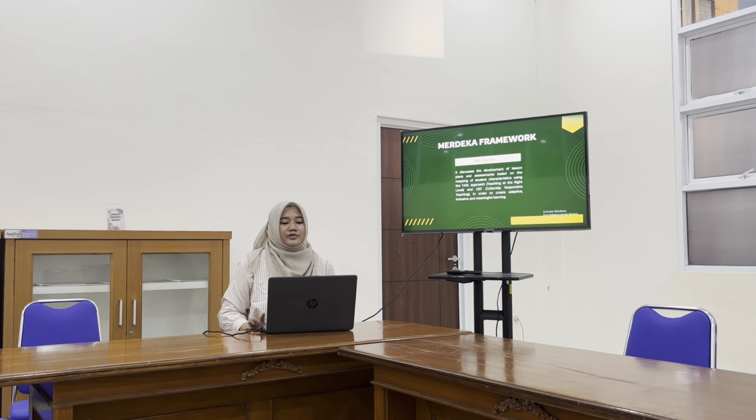And the last stage on the Merdeka framework is the aksi nyata stage, where we discuss the development of lesson plans and assessment based on the mapping of student characteristics using the TARL approach, or teaching at the right level, and CRT, or culturally responsive teaching, in order to create adaptive, inclusive, and meaningful learning.